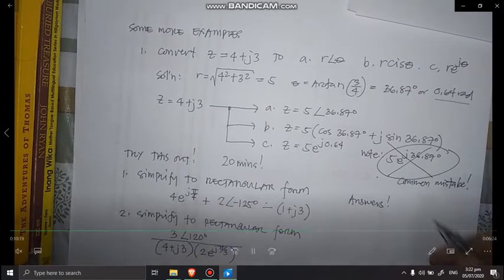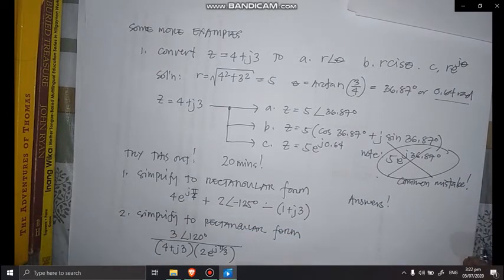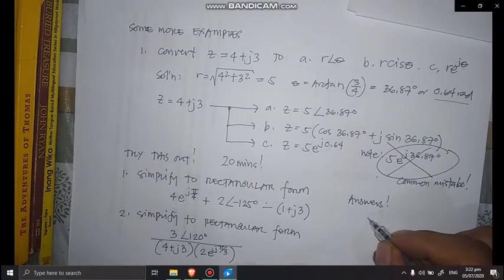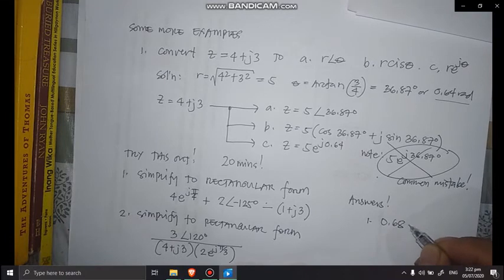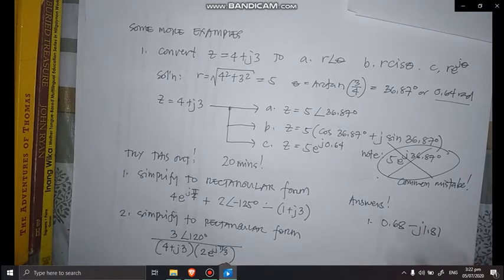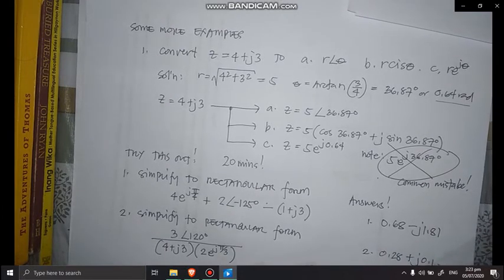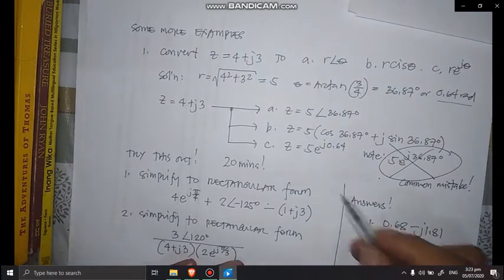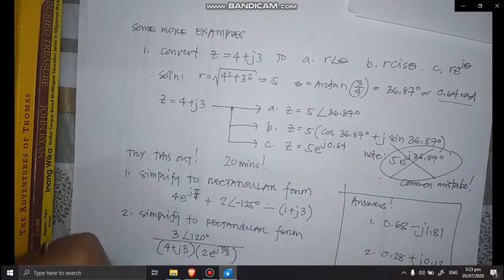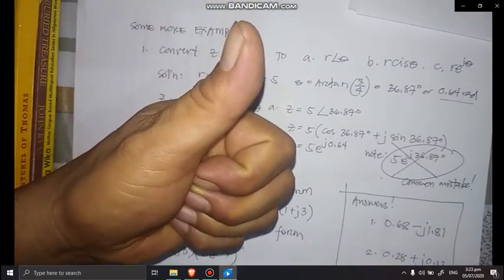Okay, try to pause this video first and then try to get pieces of paper and try to answer the problems below. So you will have 0.68 minus j 1.81 in your problem number 1, and your problem number 2 will have 0.28 plus j 0.12 as your answer. Did you get it right?